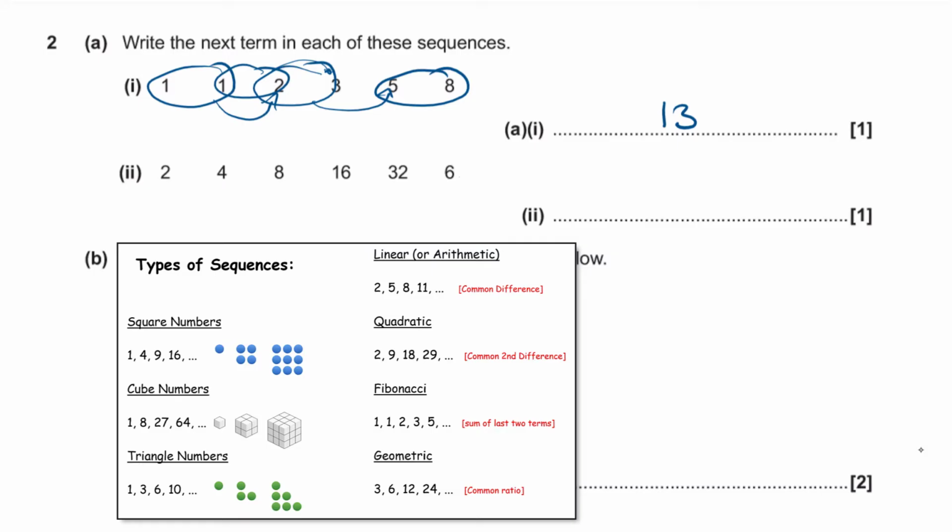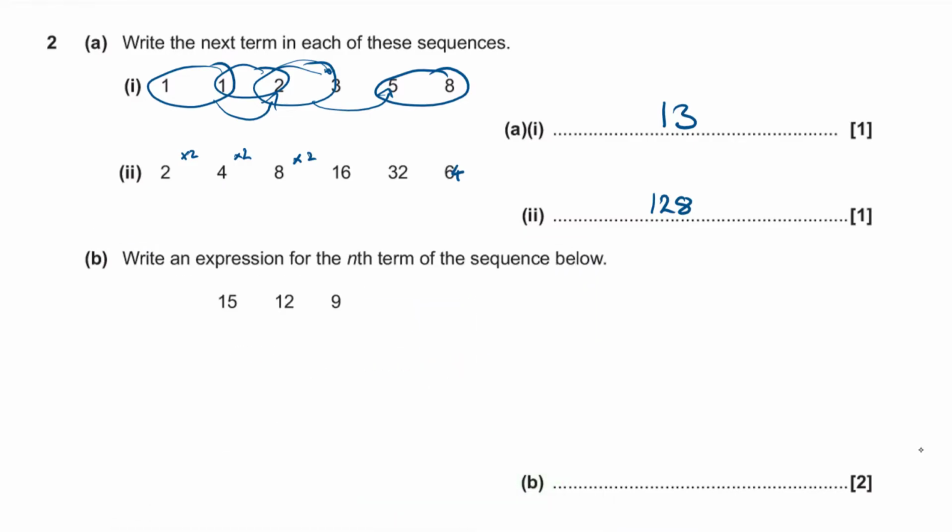With sequence 2, you can see you can get the next term by multiplying the previous one by 2. 2 times 2 is 4, 4 times 2 is 8, 8 times 2 is 16, and so on. I think that one should read 64. And then 64 times 2 is going to be 128.